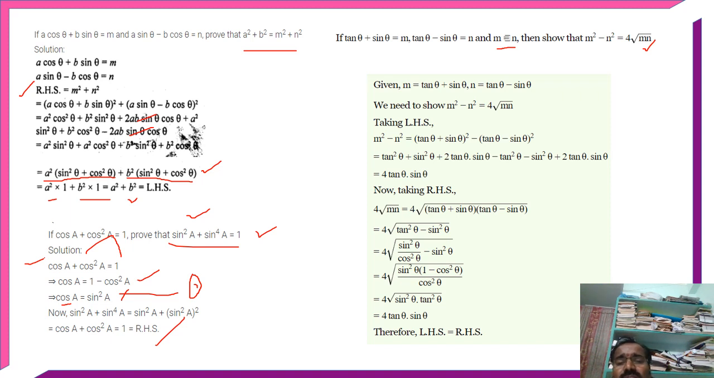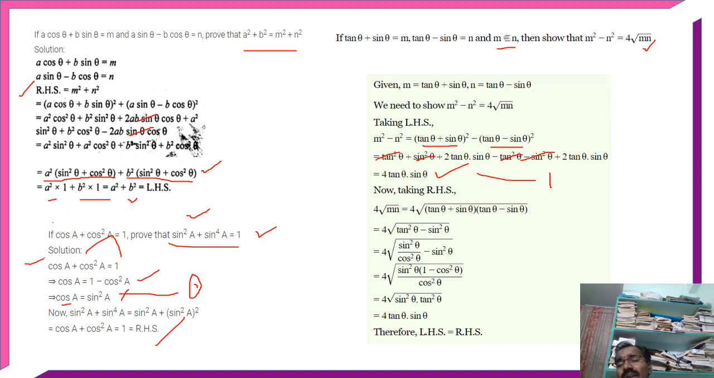Let us take M square minus N square, and we will approach LHS to RHS. Substitute M value as tan theta plus sin theta whole square, minus tan theta minus sin theta whole square. Expand using A plus B whole square and A minus B whole square: A square plus B square plus 2AB minus of, when we multiply by minus, the symbols will change, minus tan square minus sin square, plus 2 tan theta sin theta. From the identity, tan square theta minus tan square theta, sin square theta minus sin square theta cancel. 2 plus 2, that is 4 tan theta sin theta, equation 1.